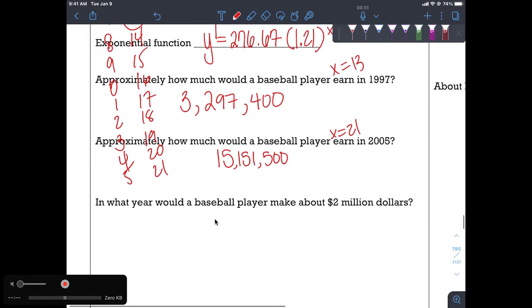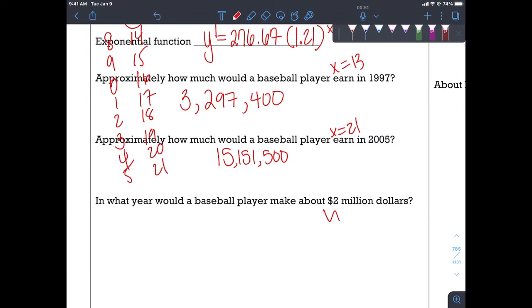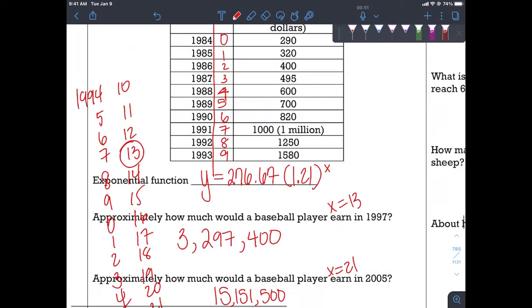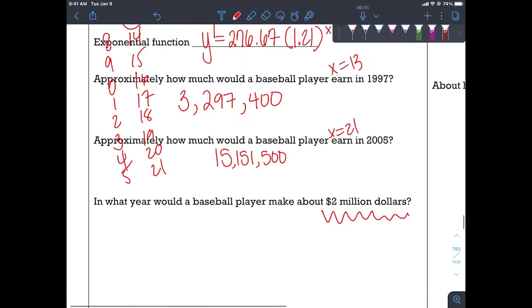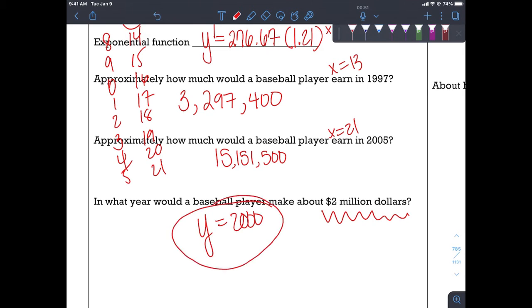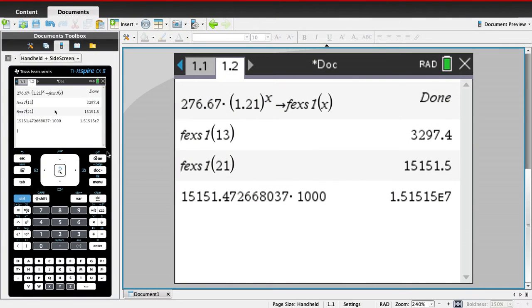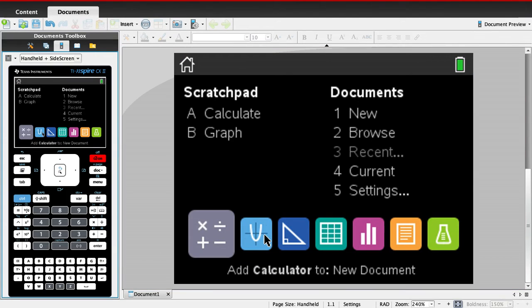So let's go ahead and take a look at the very next question. What year would the baseball player make about $2 million? So $2 million is going to be 2,000, right? So this is where y equals 2,000. Now, there's a lot of different ways that I could do this. I could just plug this in and let it solve itself. I could do a lot of things, but I think the simplest thing for us to do in order to find that value would just be to look at the table.